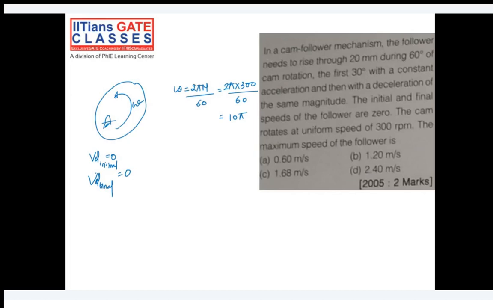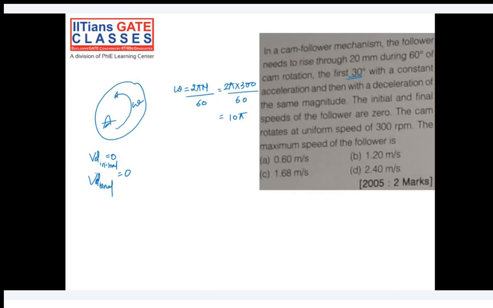In a cam follower mechanism, the follower needs to rise through 20 millimeter during 60 degree of cam rotation, the first 30 degree with a constant acceleration, and then with a deceleration of the same magnitude. So in the first 30 degree it is increasing its velocity. So we have some constant acceleration there, which we don't know, but as of now, what they have given is that in the first 30 degree we have a constant acceleration.